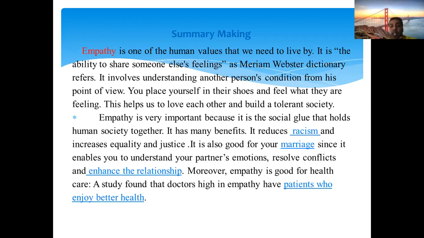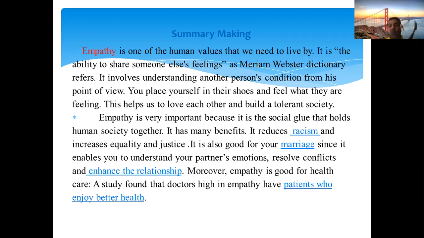Empathy is very important because it is the social glue that holds human society together. It has many benefits. It reduces racism and increases equality and justice. It's also good for marriage, since it enables you to understand your partner's emotions, resolve conflicts, and enhance the relationship. Moreover, empathy is good for health care. A study found that doctors high in empathy have patients who enjoy better health. This is our passage about empathy.